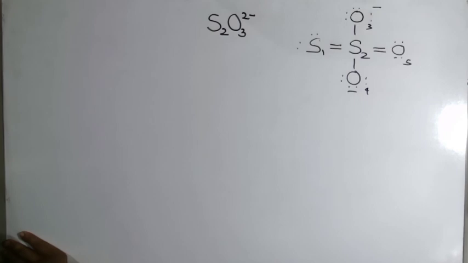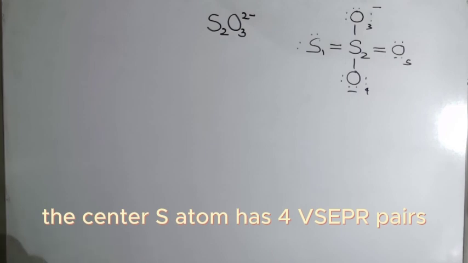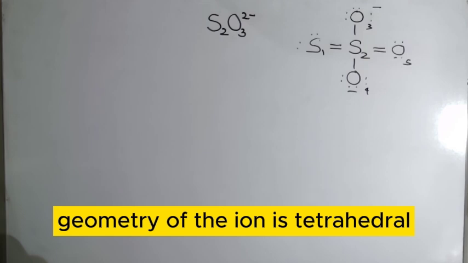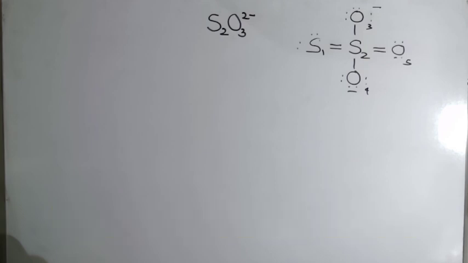Now we can consider the geometry of this ion. The center sulfur atom has 4 electron pairs. Even though there are two double bonds, we consider them as a single unit. There are no lone pairs. So the geometry of this ion is going to be tetrahedral.